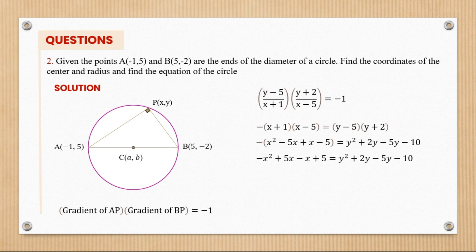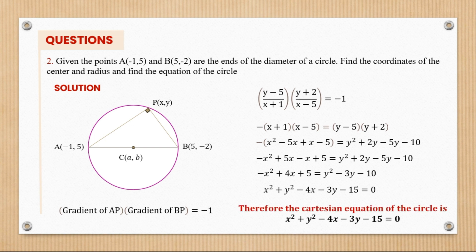So simplify this further. Next I can say that the negative goes into the brackets on the left hand side. So I'll have negative x squared plus 5x minus x plus 5 is equal to y squared plus 2y minus 5y minus 10. Simplify them further and we'll have negative x squared plus 4x plus 5 is equal to y squared minus 3y minus 10. Alright, so next when I rearrange this by taking these values to the other side, I'll have x squared plus y squared minus 4x minus 3y minus 15 is equal to 0. So therefore the Cartesian equation of the circle is x squared plus y squared minus 4x minus 3y minus 15 is equal to 0.